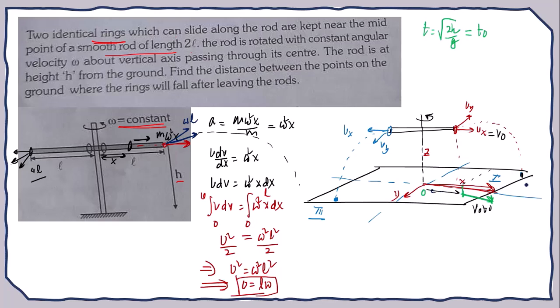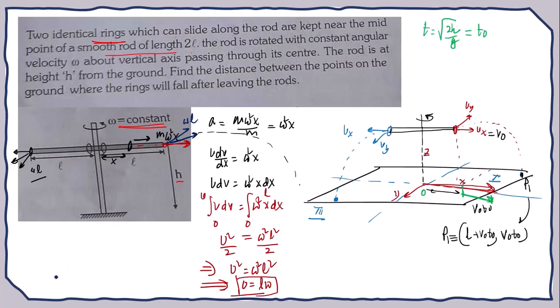So finally, let us say this is the P1 point. Can I say the coordinate of P1 is (L + V0 T0, V0 T0)? Okay, so this is the coordinate of the P1 point.